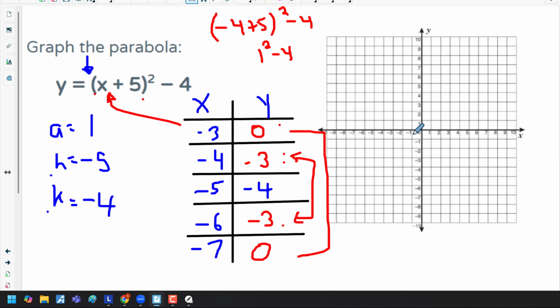-3 and 0, now we're going to graph it. So -3 is over here, and 0 is right there. -4 is here, and -3 is here. -5 is here, and -4 is here. -6 is here, and then -3 is here. And -7 is here, and 0 is here. And here we have our parabola. Obviously, yours should be a nicer U. And does it make sense? Well, let's see. My A value is 1, but 1 is a positive number, so it should be opening up. So this is opening up, so it does make sense.